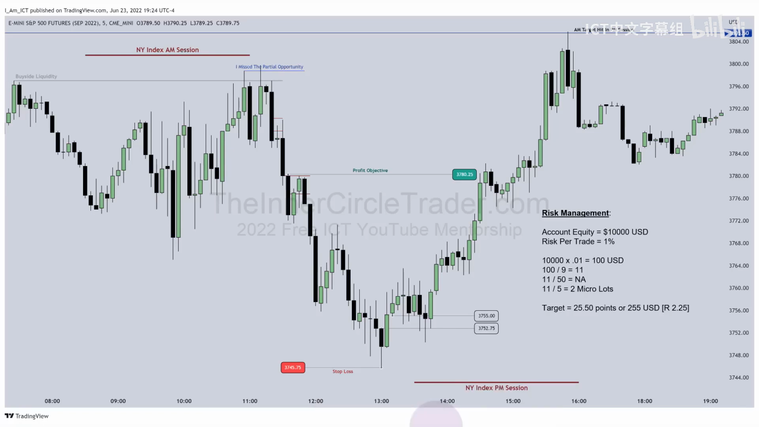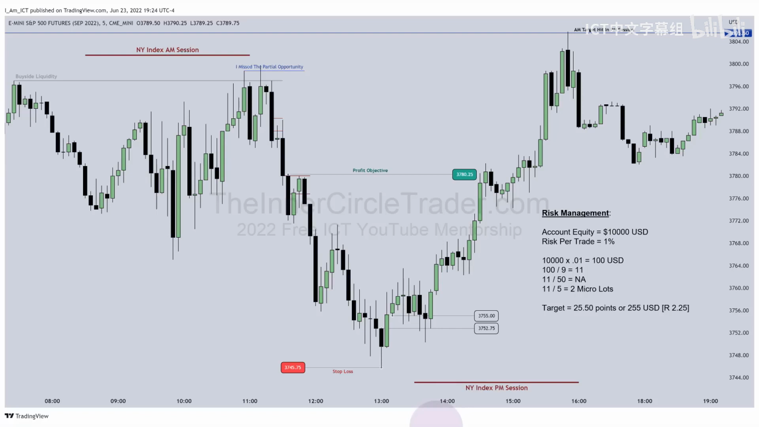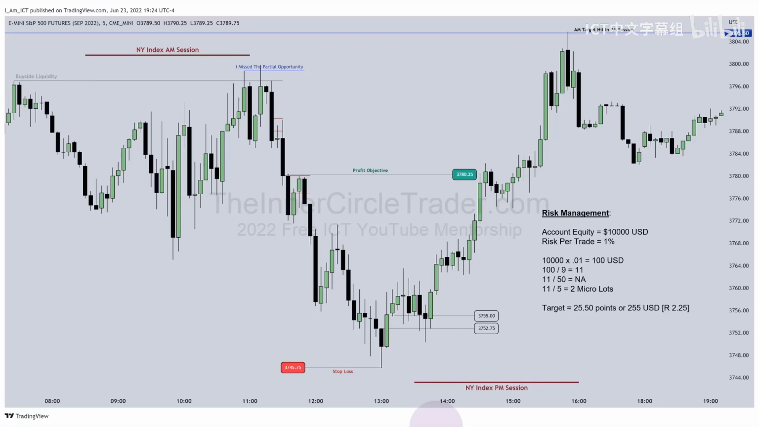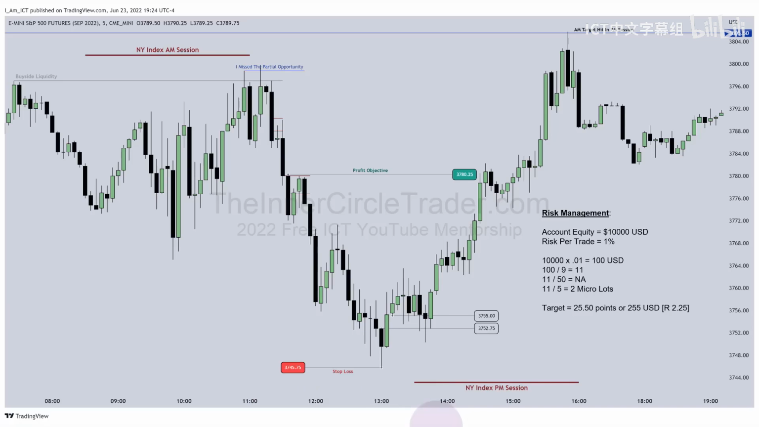And again, that also equates to the average of 1%. So in other words, if I have one trade a week and I make 5%, that's equivalent to 1% a day for the week. I'm not going to sit in front of the charts to try to make 1% each day. It's not reasonable for me. I have things I have to take care of. I have businesses to run and family to tend to. And I can find setups that I can frame and make 5% on one setup, or first partial of a trade. So it's a matter of how you're going to form fit this for yourself.